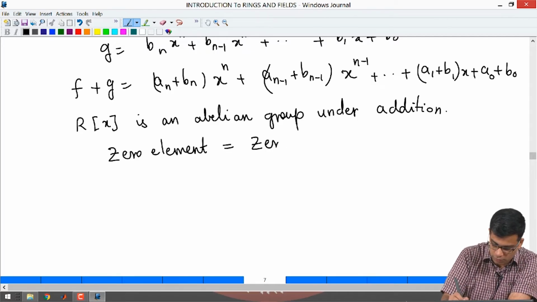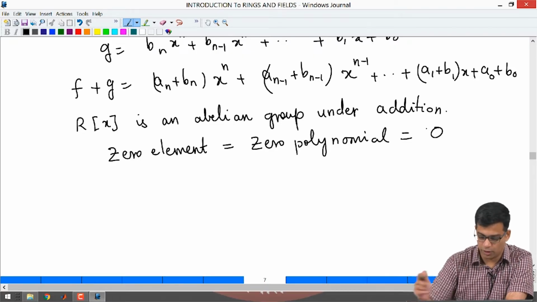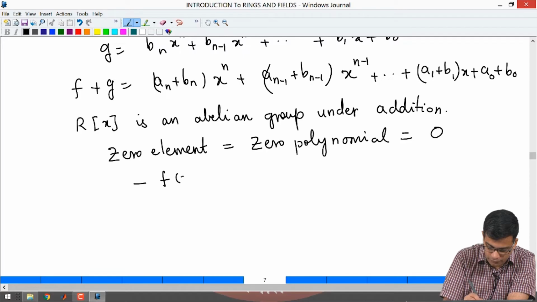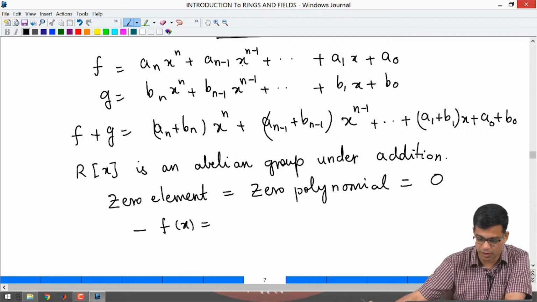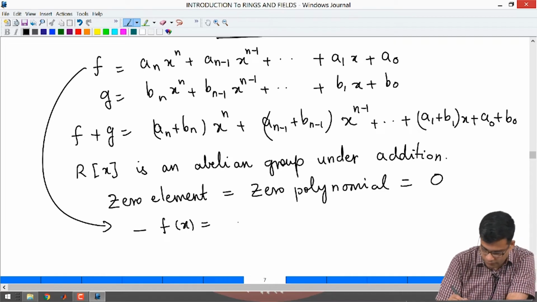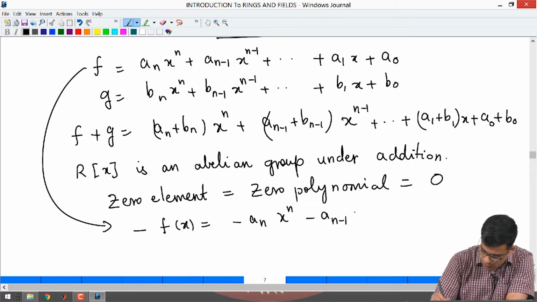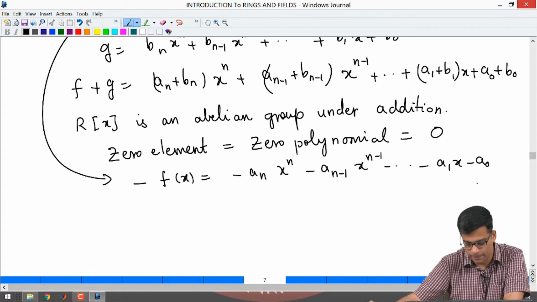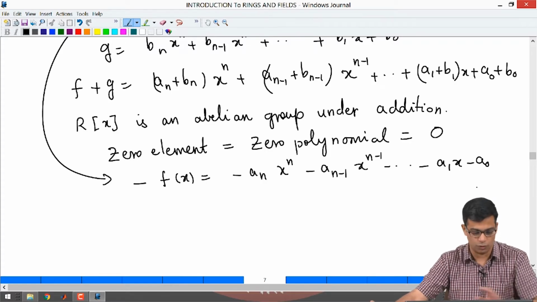What is the 0 element? It is the 0 polynomial, right. So, the 0 polynomial has all coefficients 0, that is the 0 element. What is minus of f(x)? So, if f is a_n x^n plus a_{n-1} x^{n-1} and so on, what is minus of f? That is clearly just minus a_n x^n minus a_{n-1} x^{n-1} and so on, minus a_1 x minus a_0, and associativity certainly holds, and you have in other words a group. So, so far so good, right.